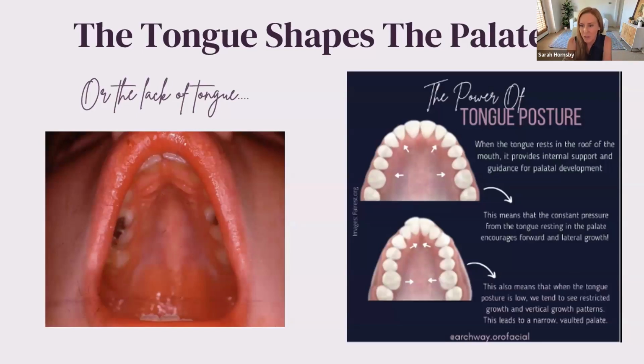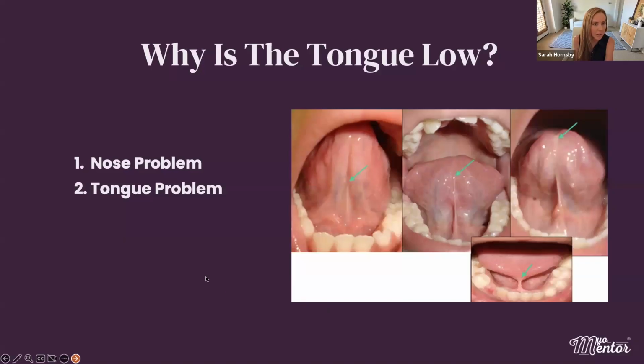So that's where I got this Instagram post. It says, when the tongue rests on the roof of the mouth, it provides internal support and guidance for palatal development. This means that the constant pressure from the tongue resting on the palate encourages forward and lateral growth. This also means that when the tongue posture is low, we tend to see restricted growth and vertical growth patterns, and this leads to narrow, vaulted palates. Pretty interesting. All right, let's keep going.